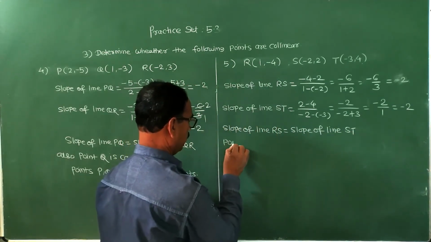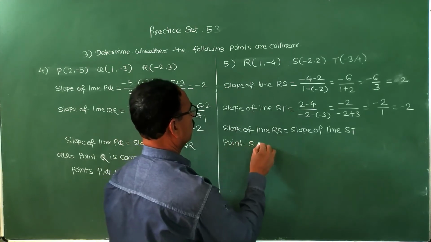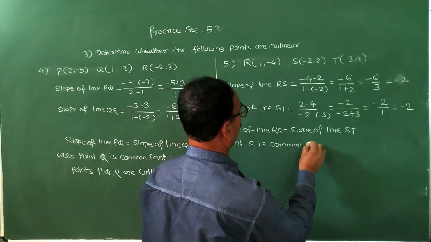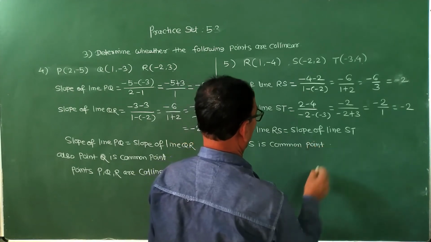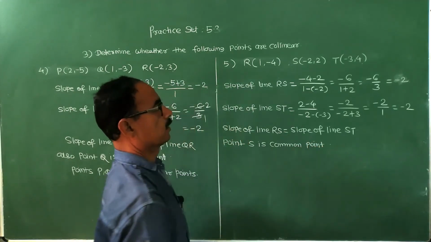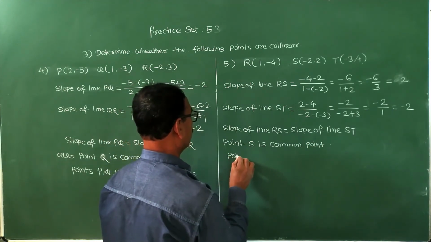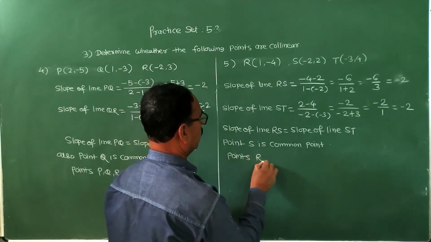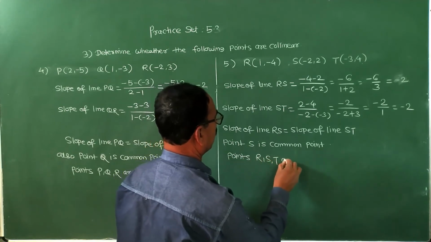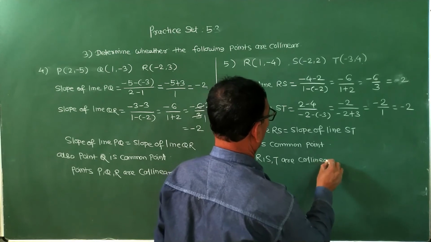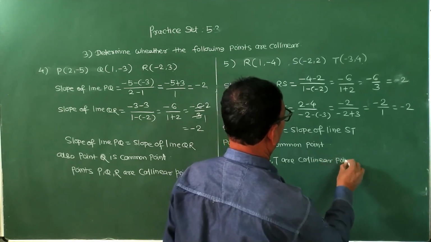Point S is common point. So points R, S, T are collinear points.